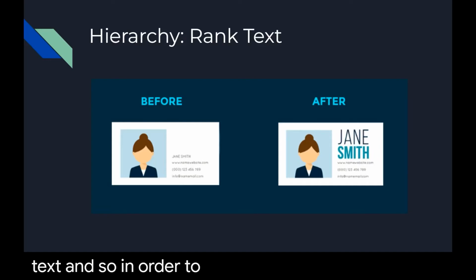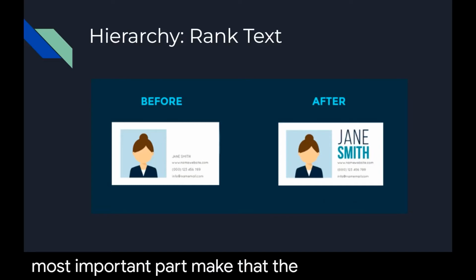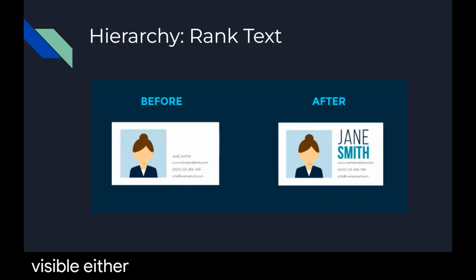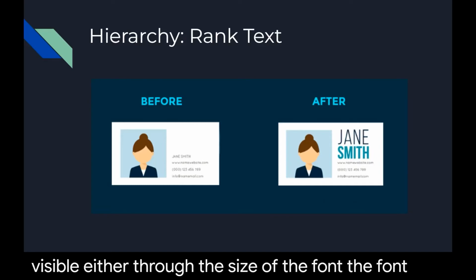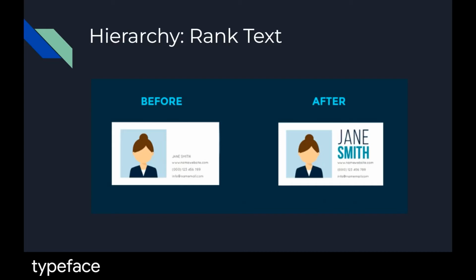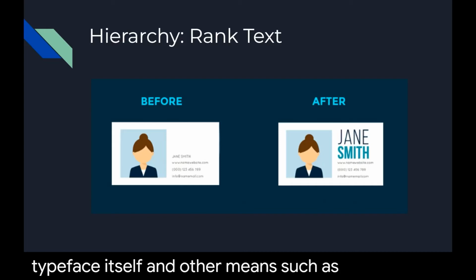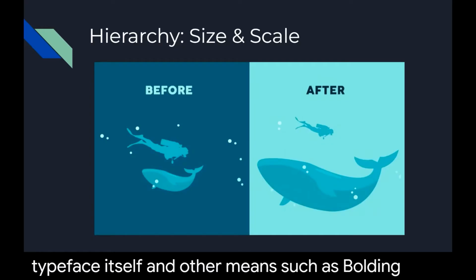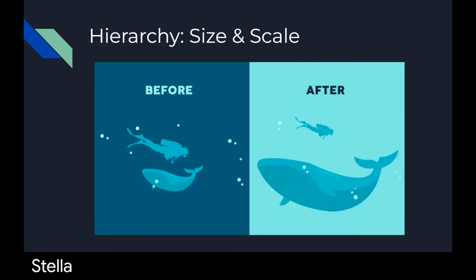And so in order to rank text, just pick out the most important part. Make that the most visible, either through the size of the font or typeface itself, and other means such as bolding and other text elements.